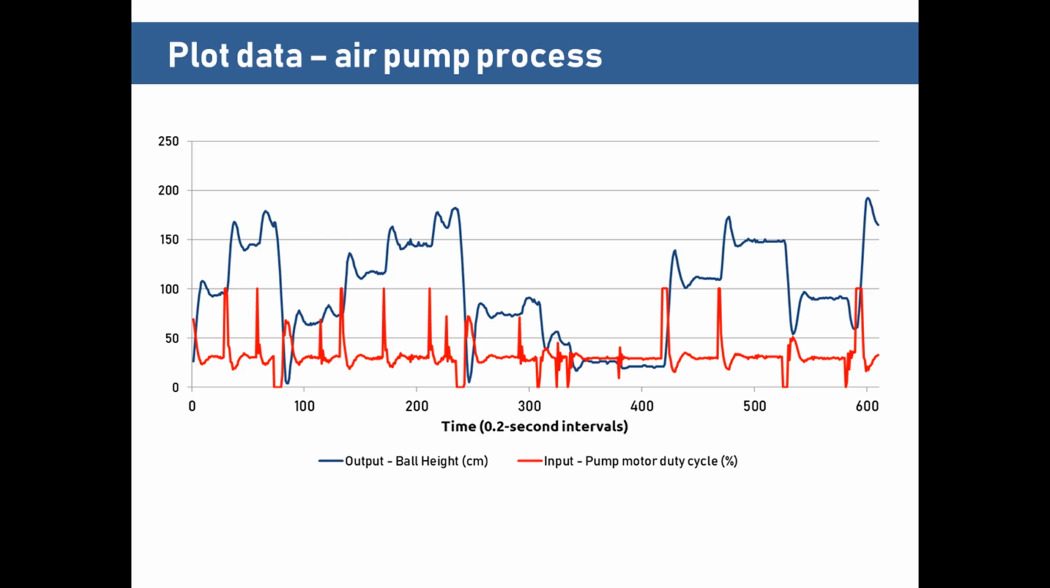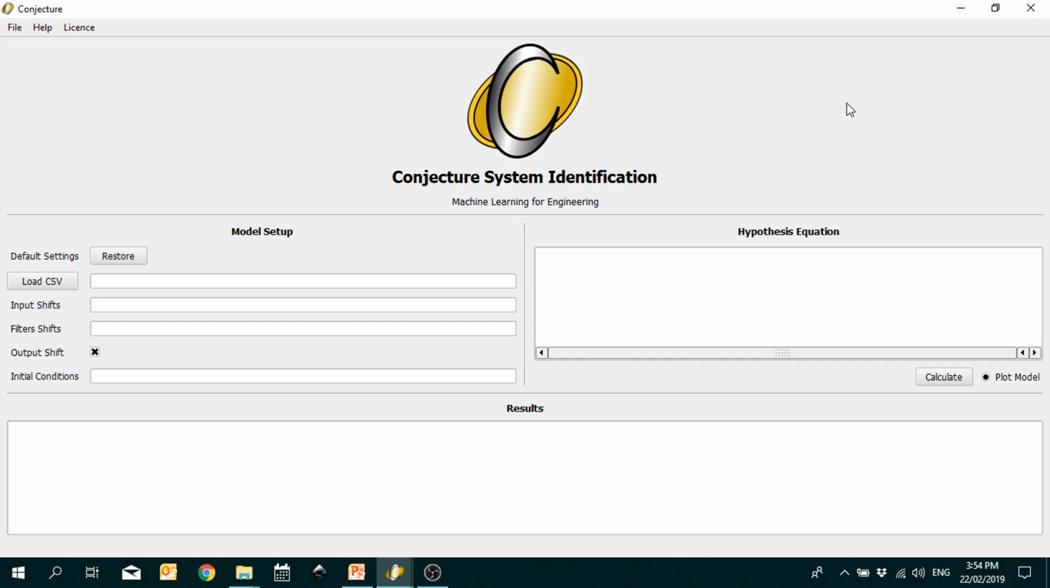No matter whether your system is linear or nonlinear, it's always good to start by fitting a linear model, like we did in our first video, just to get a base reference from which you would try any other models. So let's open up Conjecture from our desktop and get the main window. So we'll start with the model setup in a similar way to how we did with the water pump system.